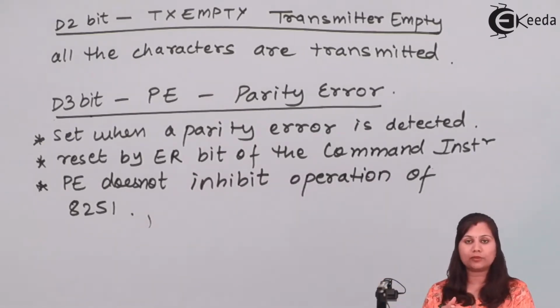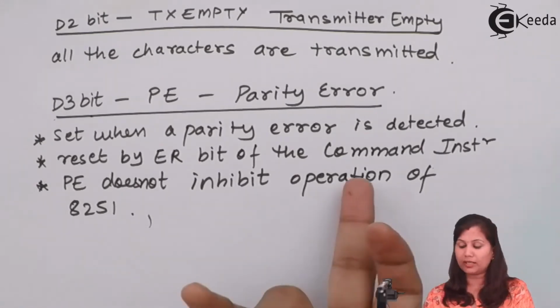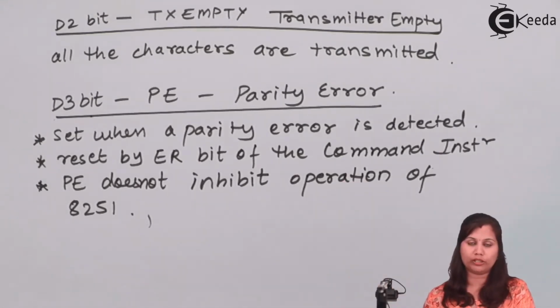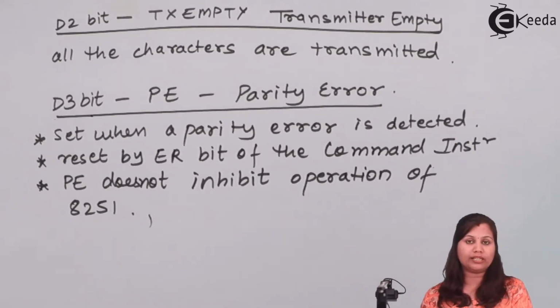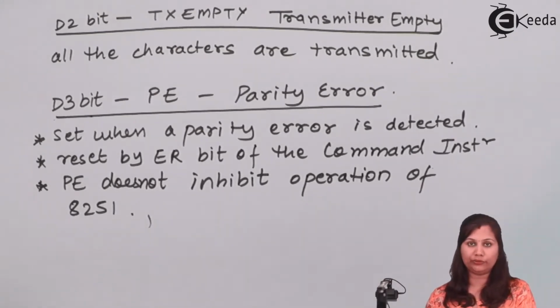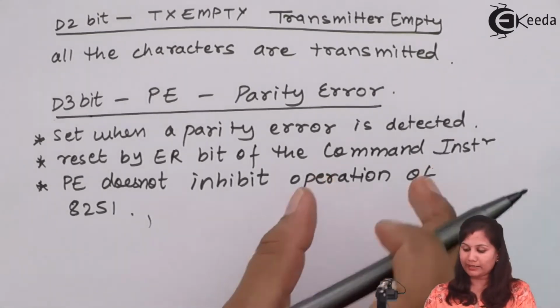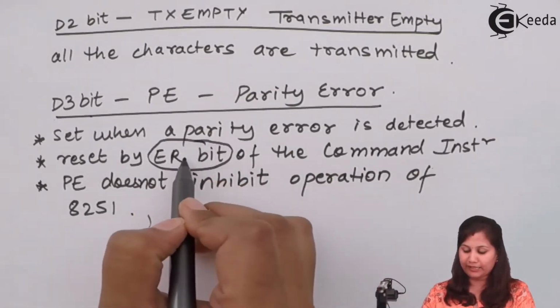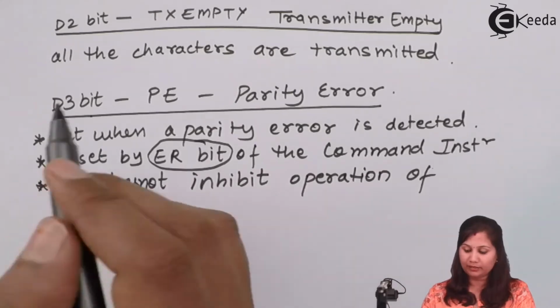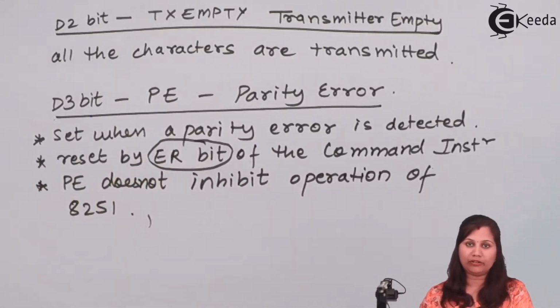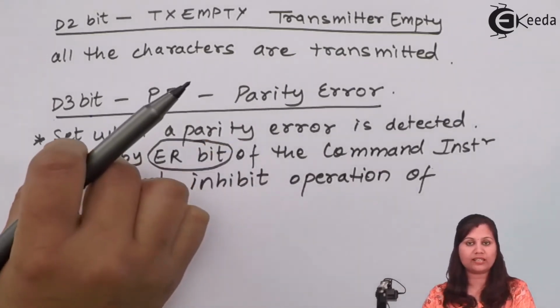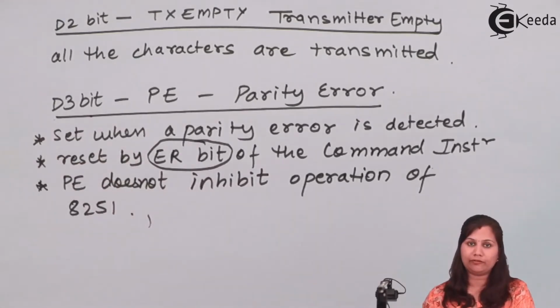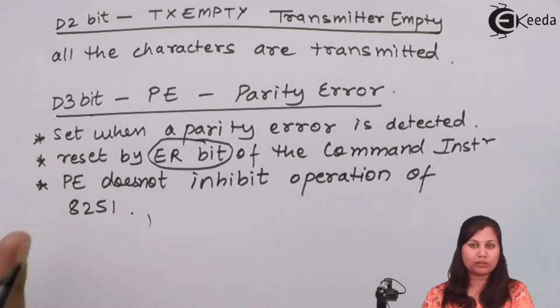Just like the status word, we have control words. In the control words, we have a command instruction control word. This control word gives commands to the 8251, and in this command instruction we have a bit called the ER bit. If we reset this bit, then the parity flag will be reset. Using this bit, we can reset the parity flag. So whenever a parity error occurs, this bit will be set.